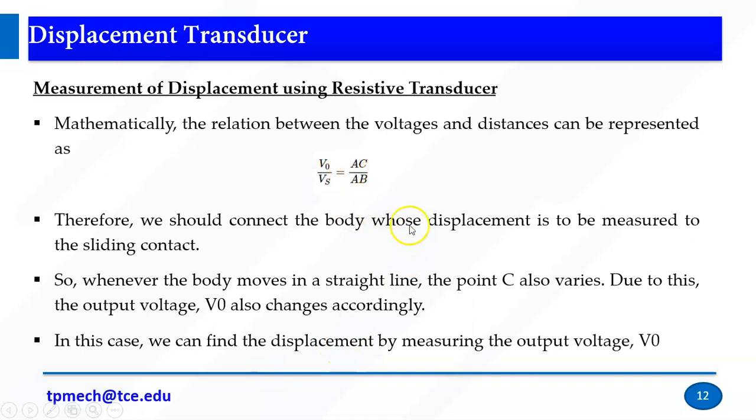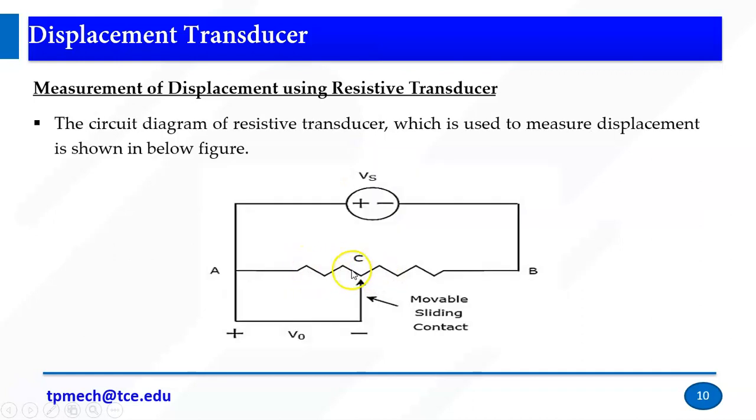V0 I know, the potentiometer will measure it. Vs I know the value. AB I know. So I want to know only AC. So to get AC, V0 by Vs into AB. So at point C, the sliding contact C, to measure this displacement, whichever object's displacement we are going to measure, I am going to place that object at point C. So I will place the object on the sliding contact.